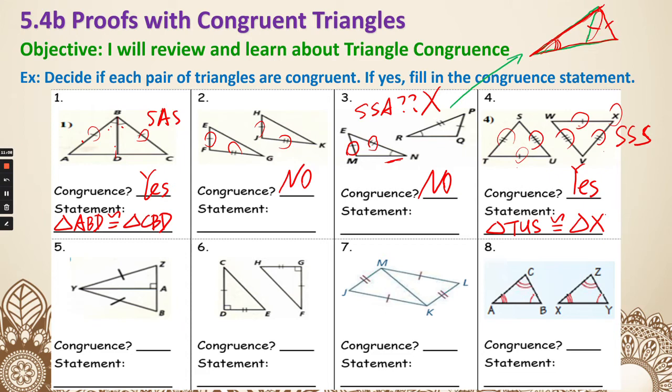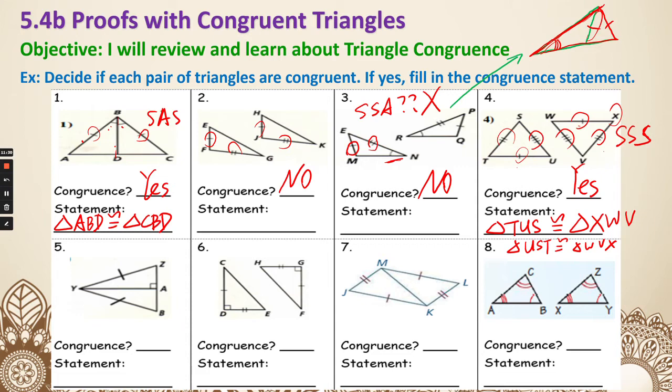So next we're going to WV. Make sure you actually have them corresponding. But that's not the only way to write it. You can also write it as, say, UST is congruent with WVX. That's fine too. You just need to make sure the points are corresponding. That's number 4. Next, number 5.